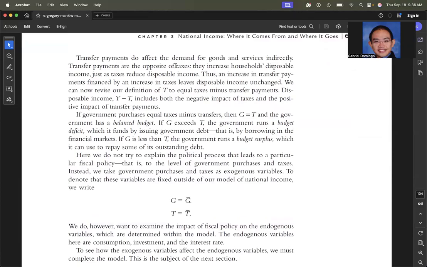Okay. So now we have T, which we had discussed earlier, which is equal to the amount of taxes that's collected.